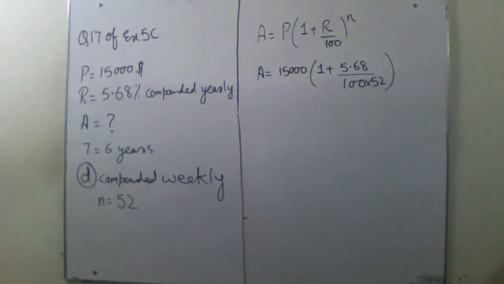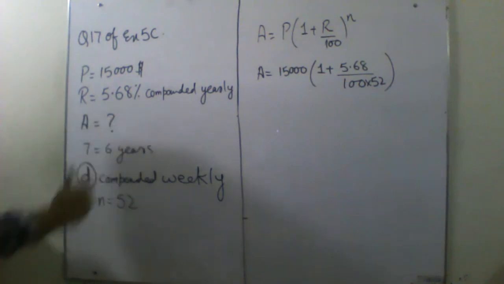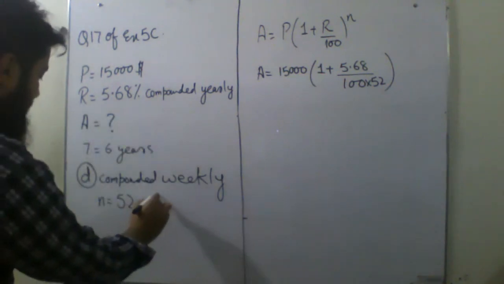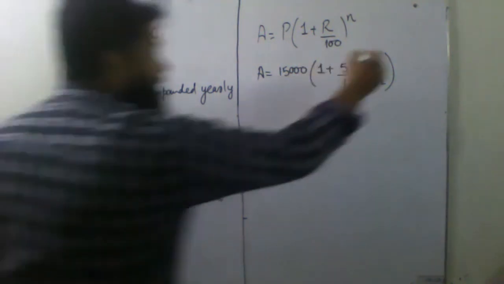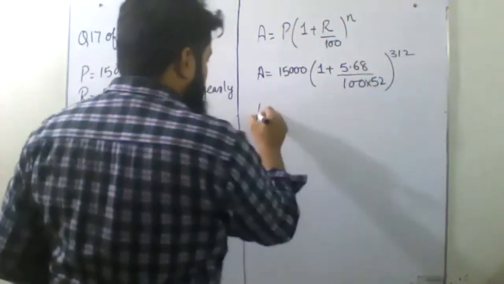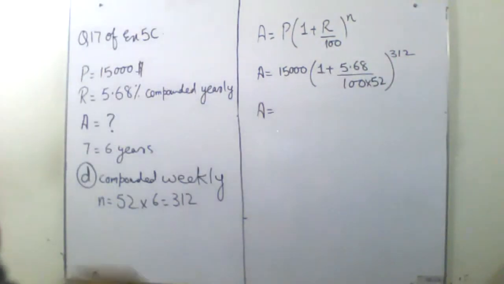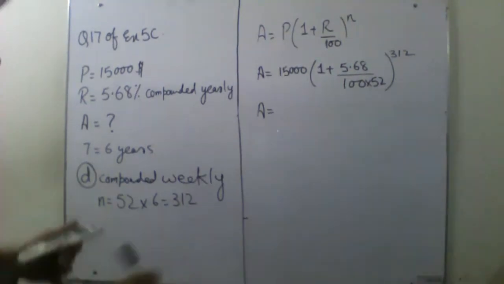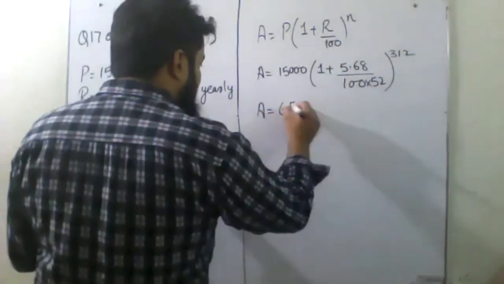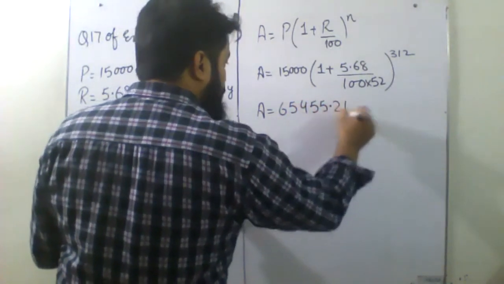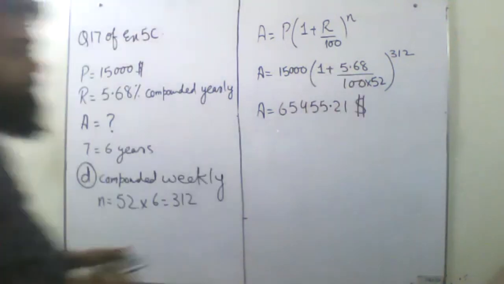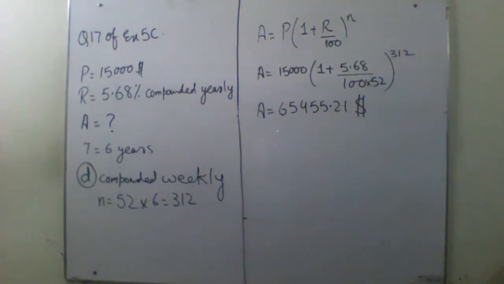And how many weeks will I have in the whole 6 years? For that, I'm multiplying by 6, and my answer is coming 312, which will be written over here. So A equals, now when I simplify it, my answer is coming 65455.21 dollars when I have compounded it on a weekly basis.